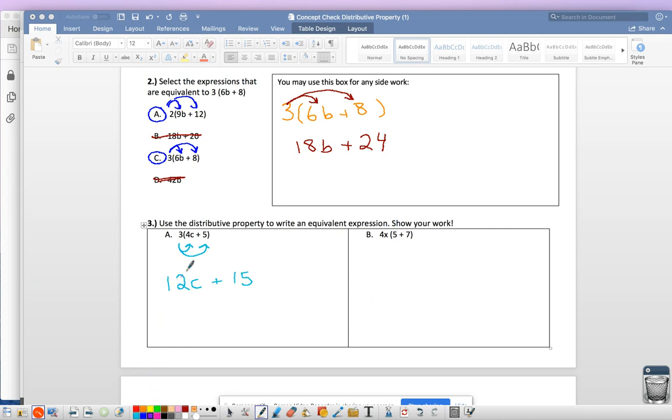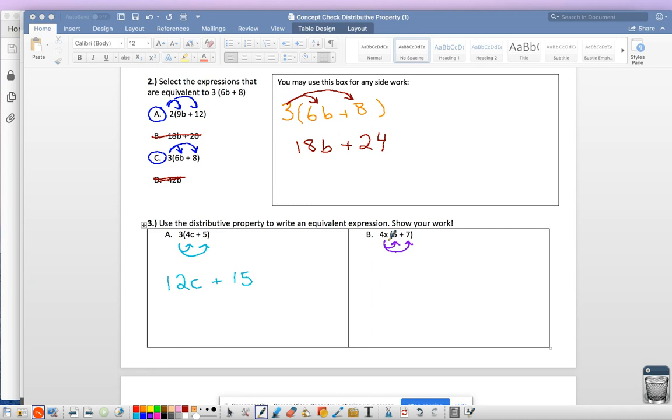So those are pretty straightforward. A lot of us were trying to draw tape diagrams and trying to simplify this even more. We were overthinking it. Okay, this is all we had to do. So for the next one, for B, we have 4x on the outside. We're going to multiply that by 5, and then we're going to do the same thing when we're multiplying it by 7.